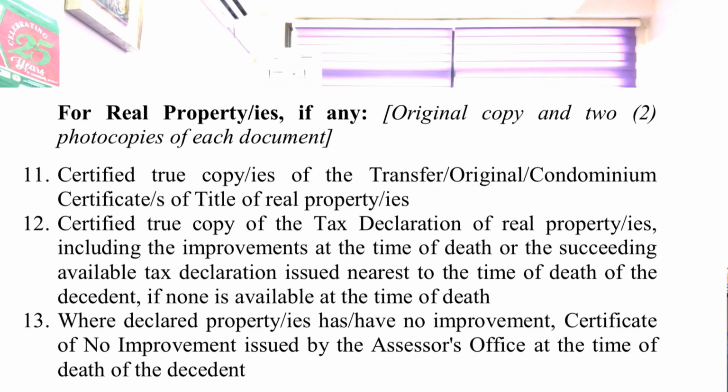So, aside from the certified true copy of the title, you need a certified true copy of the tax declaration of that real property, including the tax declaration on the improvement. If there is a building, then the corresponding tax declaration is needed. But if the property has no improvement, you can just provide the BIR with a certificate of no improvement. Where do you get it? Here in the assessor's office.